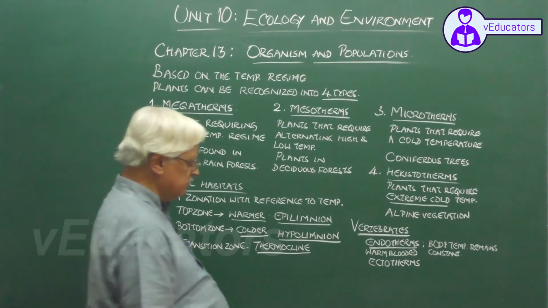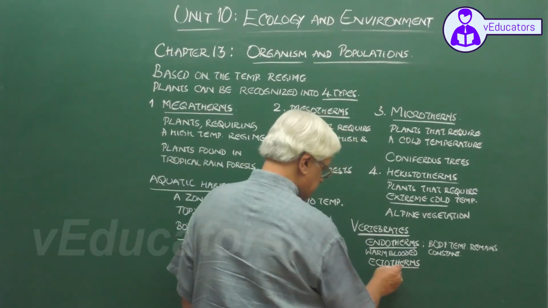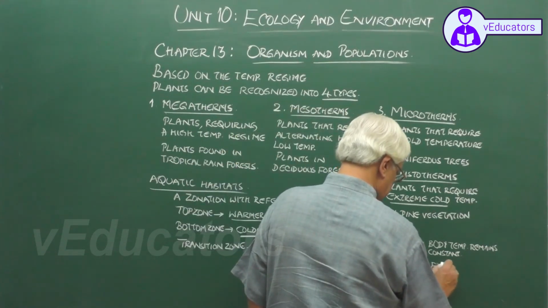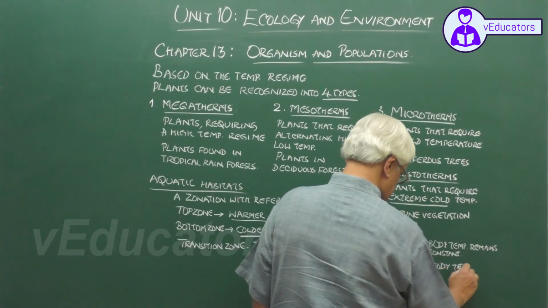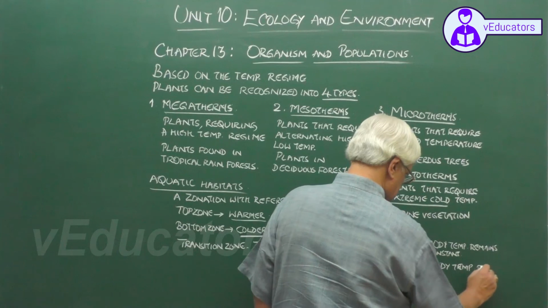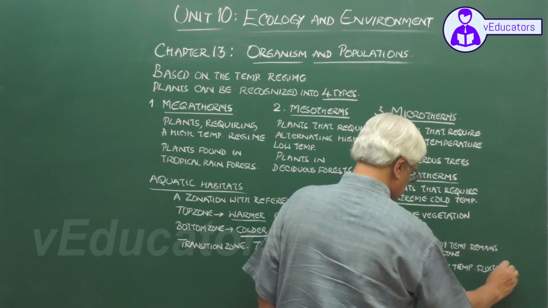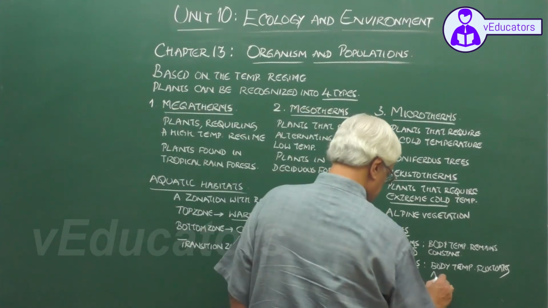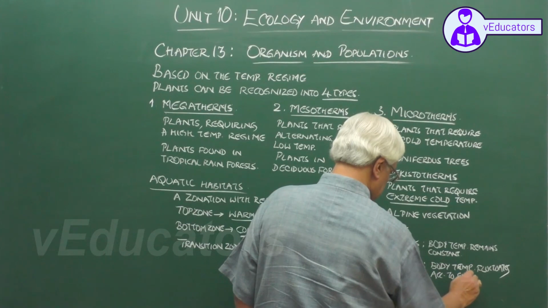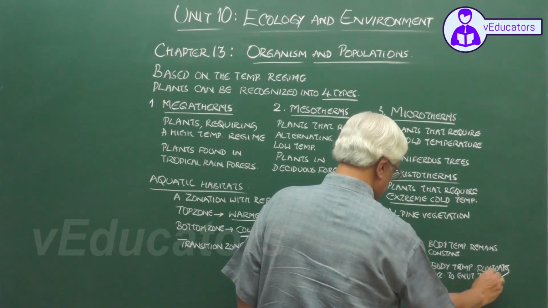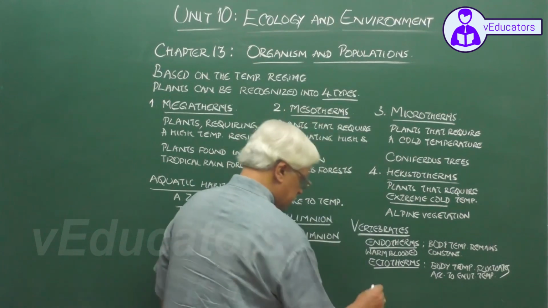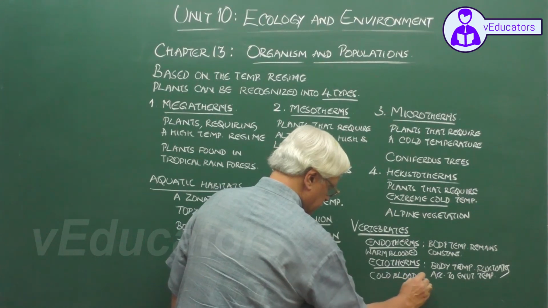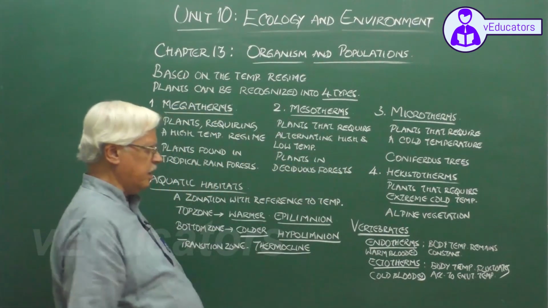whereas ectotherms exhibit a situation where body temperature fluctuates or changes according to the environmental temperature. Such animals are called cold-blooded animals.